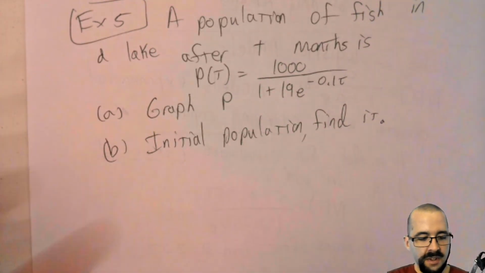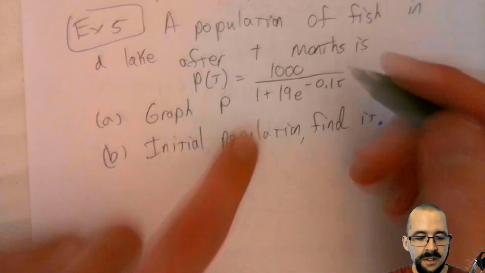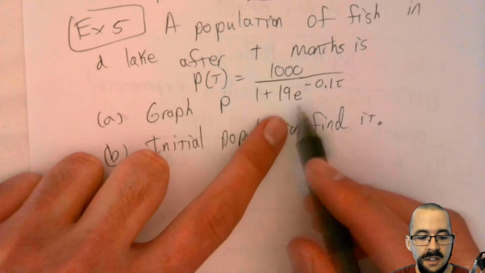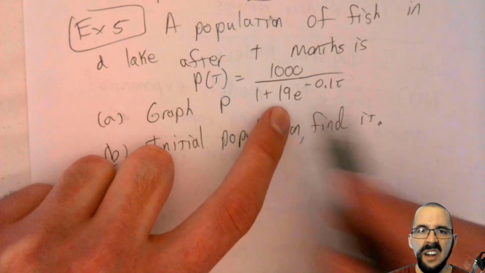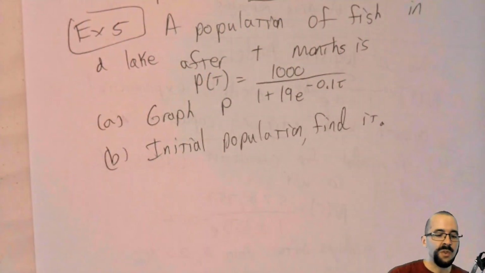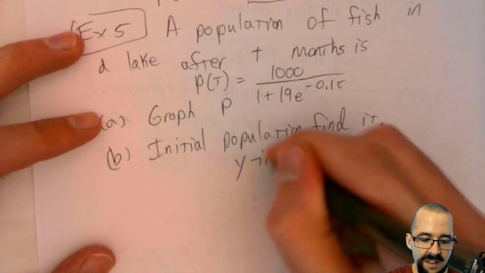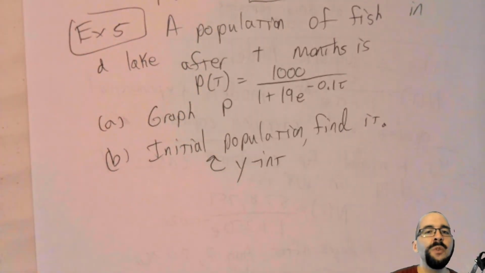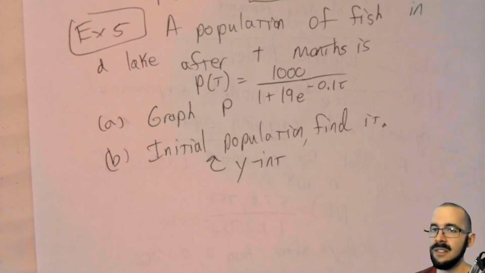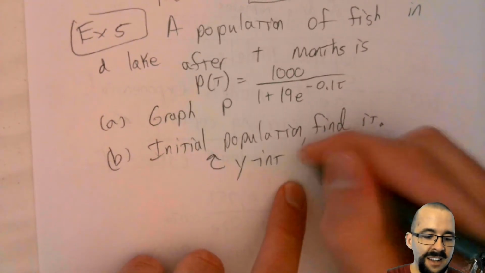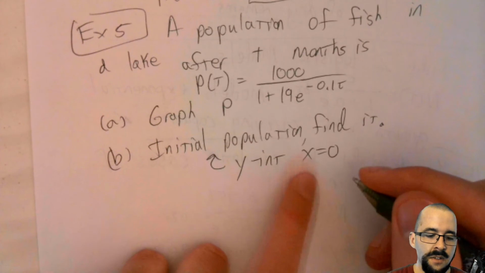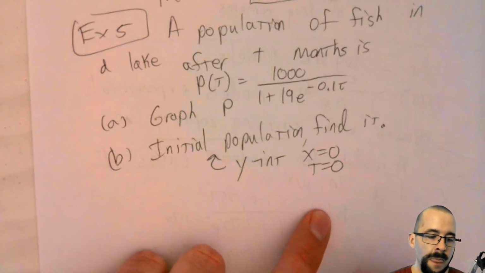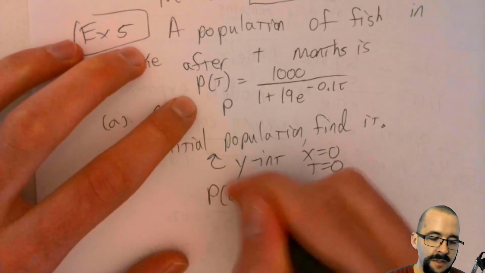Okay, so initial population. You might think, well, it's not the 1,000, because 1,000 is the carrying capacity. Maybe it's 19, but it's not. Initial population is the y-intercept. How do we find the y-intercept? We've been finding y-intercepts this whole semester. The y-intercept is just when x is equal to 0, or in this case, when t is equal to 0. t is our variable here. So all we're going to do is plug in 0.